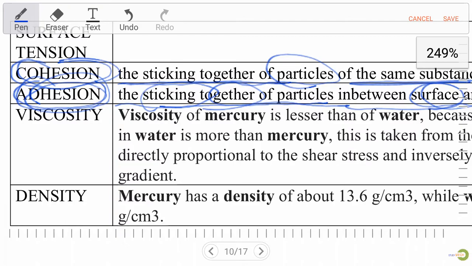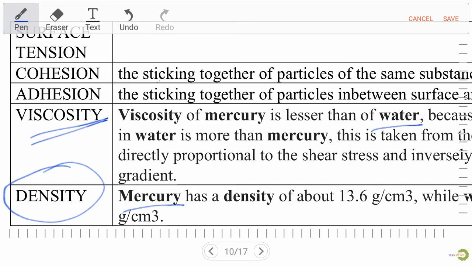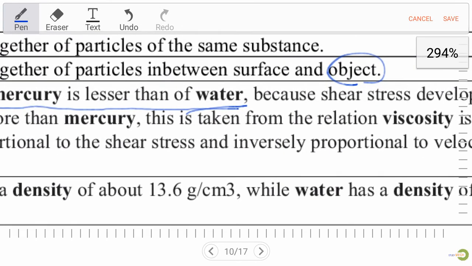Now let's discuss viscosity and density in comparison of mercury and water. So first of all, let's see viscosity. Viscosity of mercury is less than water. Why?